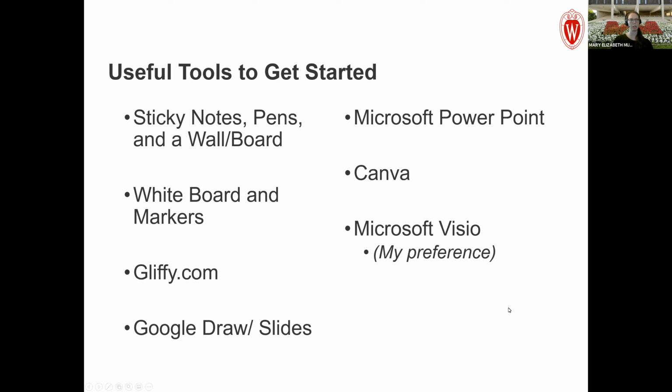Glyphy.com is also a free application. It's a drawing application with the correct symbols and connectivity that you would need between objects. Google Draw, Google Slides have that same capability, as well as Microsoft PowerPoint. Canva is helpful for publishing, so if you want something to look pretty, you can look at that, as well as Microsoft Visio, which is my preference for making process maps.